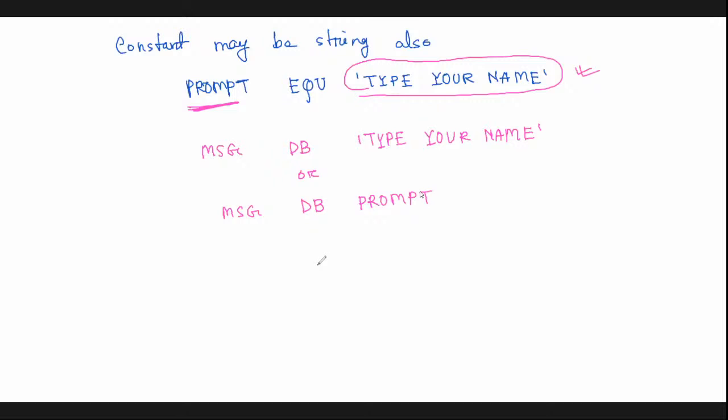So you can write message db type your name, and you don't have to write that string again and again. Later in a program, if you want to print that type your name, you just call it by the name prompt, because the name of that string is prompt. The prompt name is given by assigning a constant. That is how you can call this later.